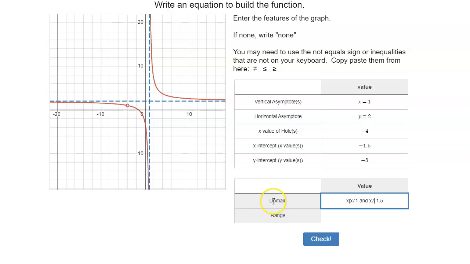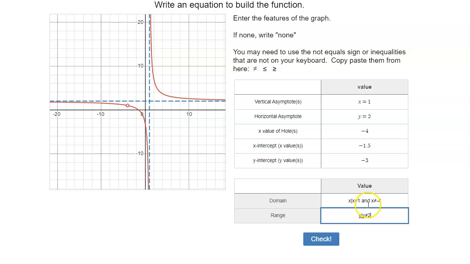Okay, so my domain is all real numbers, except for where x is equal to 1, right? That's my asymptote. And x is equal to negative 4, excuse me, I mistyped. Right, and that's where the hole is. Okay, so this function doesn't exist at those x values. Now my y values, okay, my range is all real numbers except for where y is not equal. So I'm going to go up and grab that not equal symbol, Control C, Control V, paste it in. And so where it is not equal to 2, right? That was my horizontal asymptote.